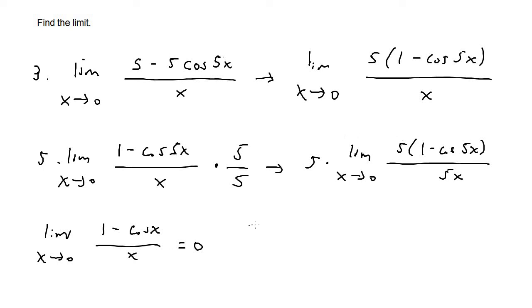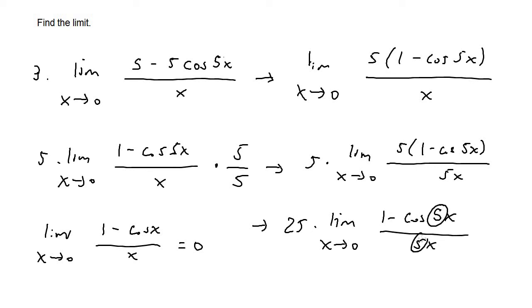So then we end up getting 25 times the limit as x approaches 0 of 1 minus cosine of 5x over 5x. Now, because we do have the same coefficient, we can use that limit where the limit equals 0. So then we have 25 times 0, which gives us the final answer of 0.